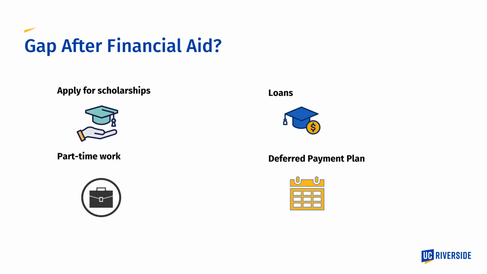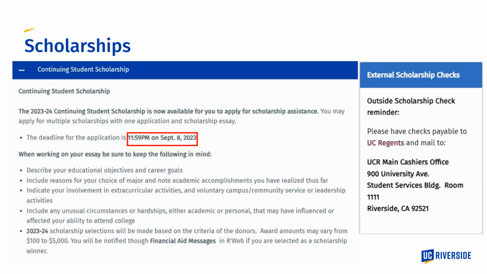If you do find yourself having a balance, there are some options you can explore. You can apply for scholarships, work a part-time job, take out a loan, or sign up for the deferred payment plan. All of these options will be discussed in detail in the next few slides. If you are considering applying to scholarships, we want to bring to your attention a scholarship that is currently open to all UCR students. The Continuing Student Scholarship is a scholarship offered through the Financial Aid Office.